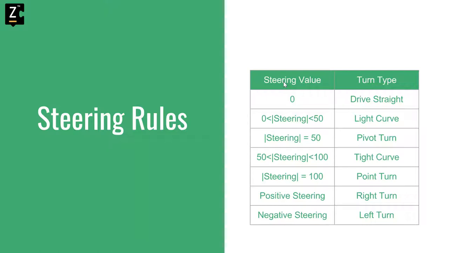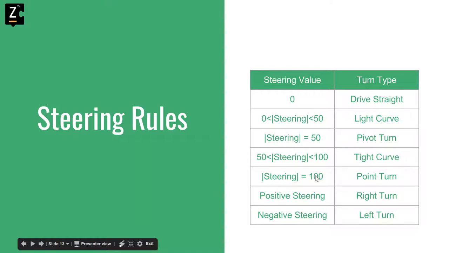You can practice the drive block at home, and you'll see it's the easiest way to control our robot. Check the rule book when not sure, or just try out different values. Nothing will ever explode in your face, so don't worry. We can see from this table that to create a point turn, we need a steering value of 100.